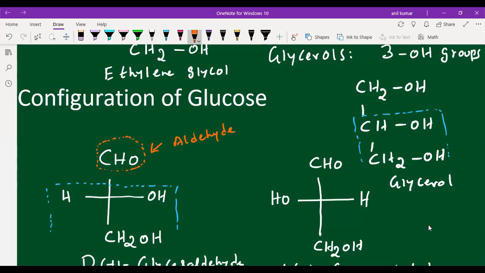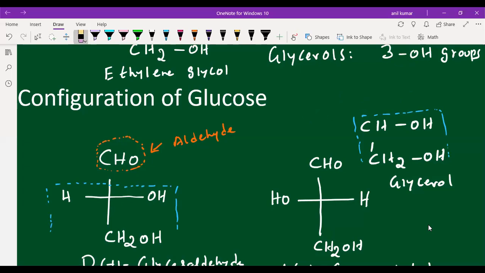Okay, students. Now you understood what is glycol, what is glycerol, and what is glyceraldehyde. Glycol is a compound which contains two OH groups. Glycerol is a compound which contains three OH groups. If you replace the CH2OH in glycerol with CHO, that compound we call glyceraldehyde. Right, students? Now you know what is meant by glyceraldehyde. How many carbon atoms are present in glyceraldehyde? We have three carbon atoms.